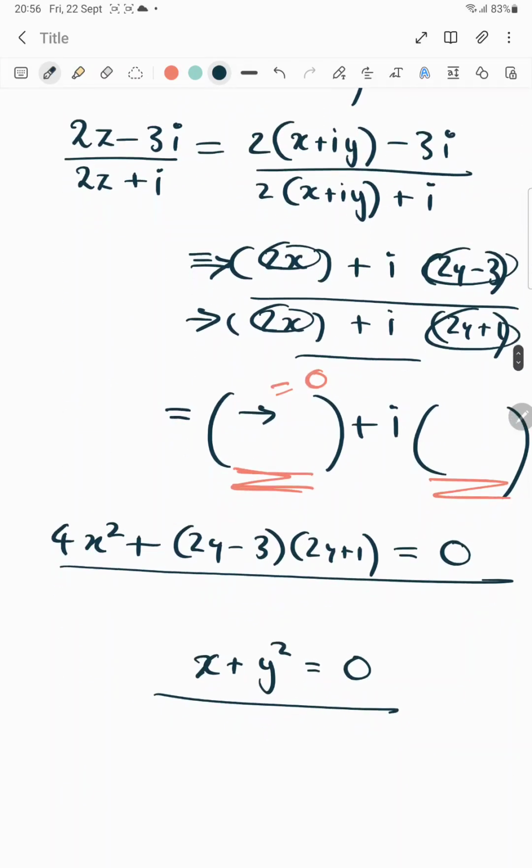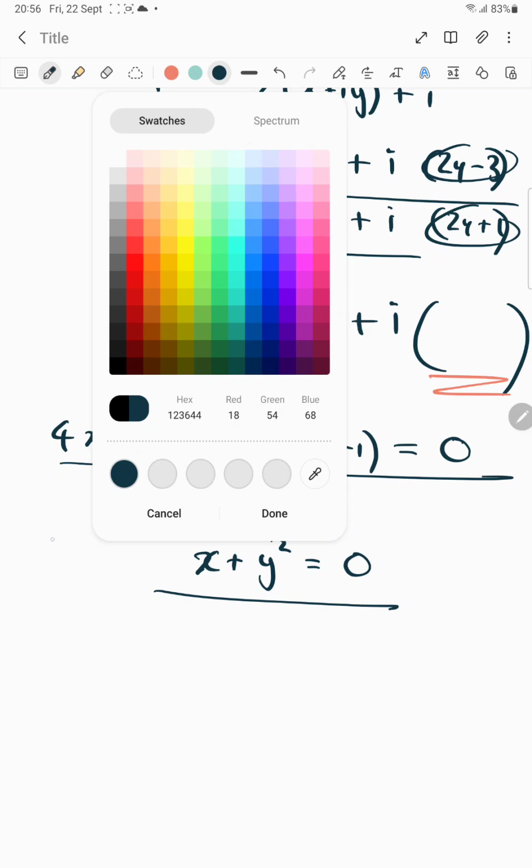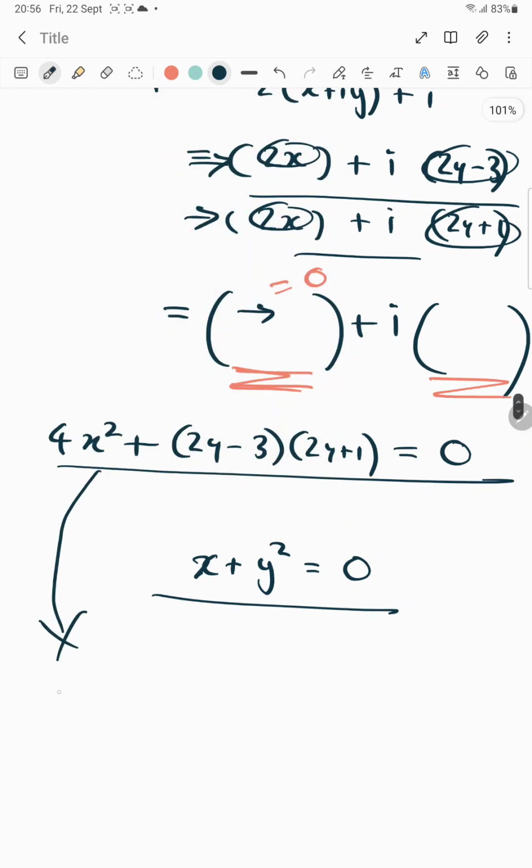Okay, so let us do the required simplification. What we have is 4x square plus, multiplying these two brackets, 2y into 2y will be 4y square, plus 2y into 1, that will be 2y, and minus 3 into 2y, that will be minus 6y. So 2y minus 6y will be minus 4y. Finally, minus 3 into plus 1 will be minus 3. And all of this is equal to 0.